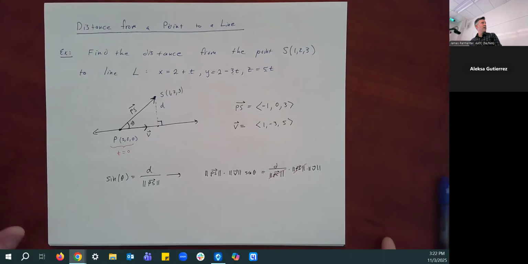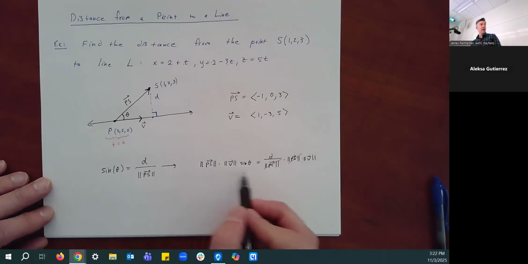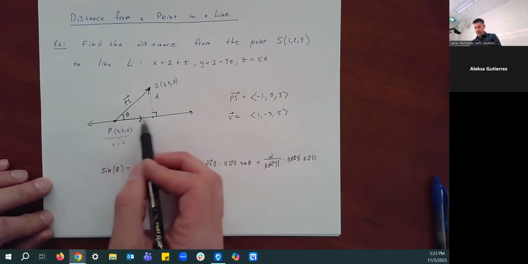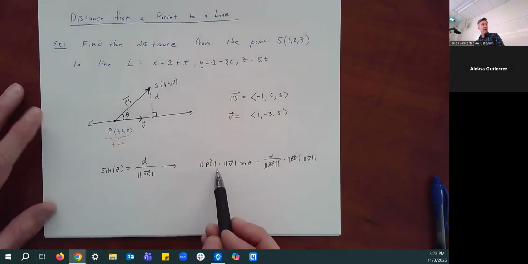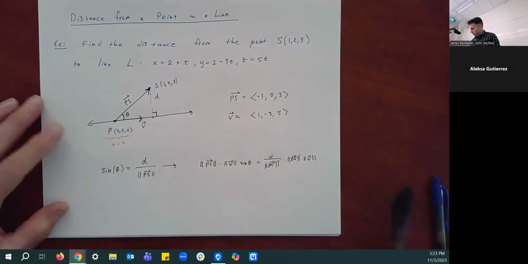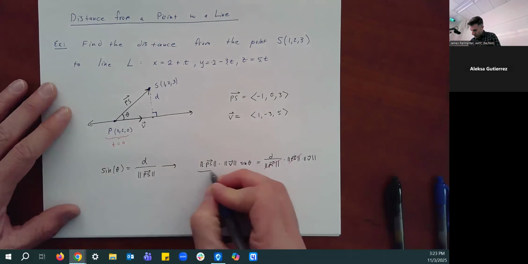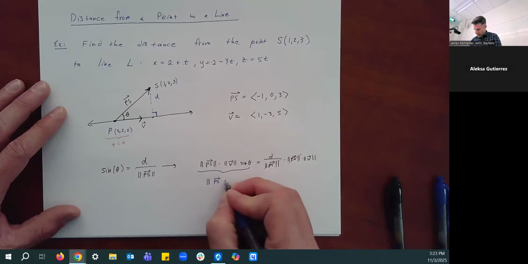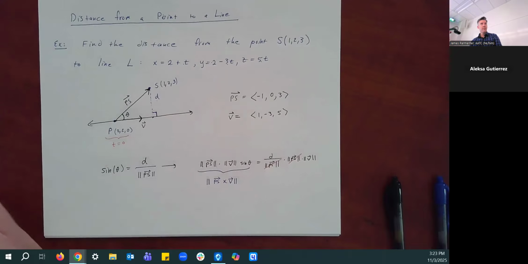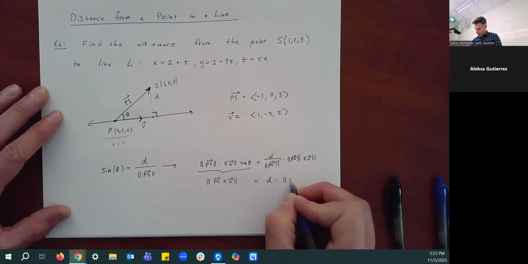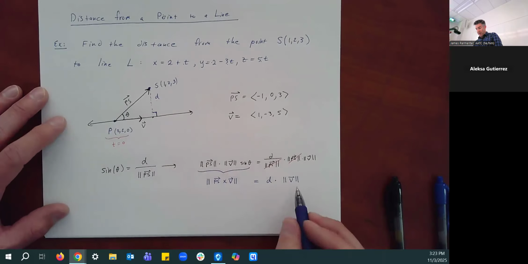But I guess the better thing to say is, why did we even do this? Well, because this left-hand side is exactly the magnitude of the cross product of the vectors V and PS. That's not the full formula for the cross product because we're missing the direction of the normal vector, but we don't need that to find the length. So this left part is just the magnitude of PS crossed with V, and it's equal to the length we're trying to find multiplied by the magnitude of V. So then I can divide both sides by the magnitude of V, and there's my formula.